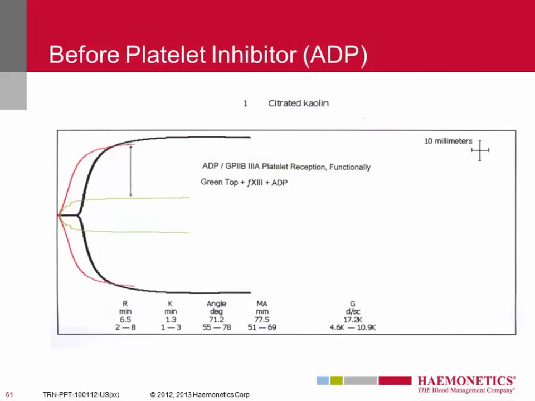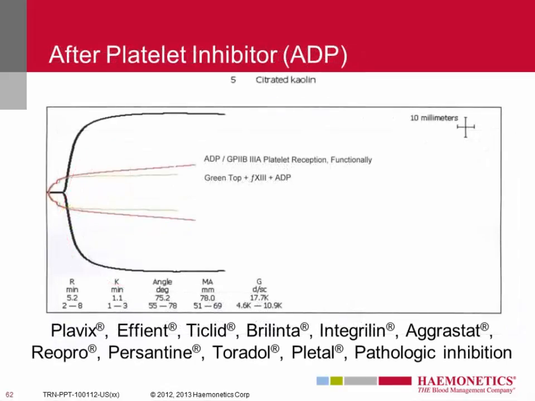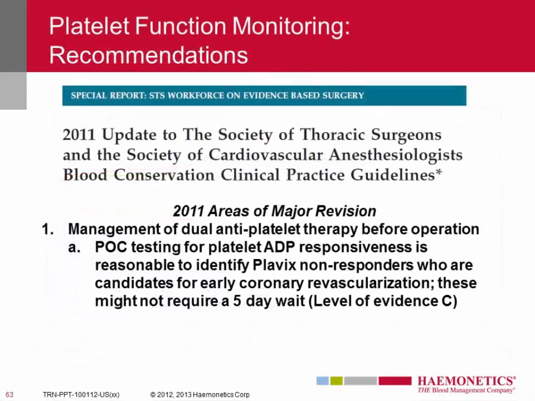Here's a patient before platelet mapping. Here's his, or before inhibitor. Here's his TEG. Here's his ADP, which is just slightly below what his normal TEG is. And here's his fibrinogen contribution. Here's after they gave him a couple doses of Plavix. So he's now inhibited and actually protected.